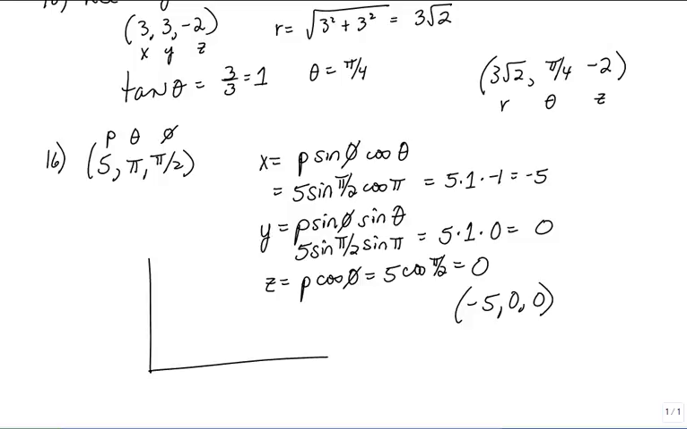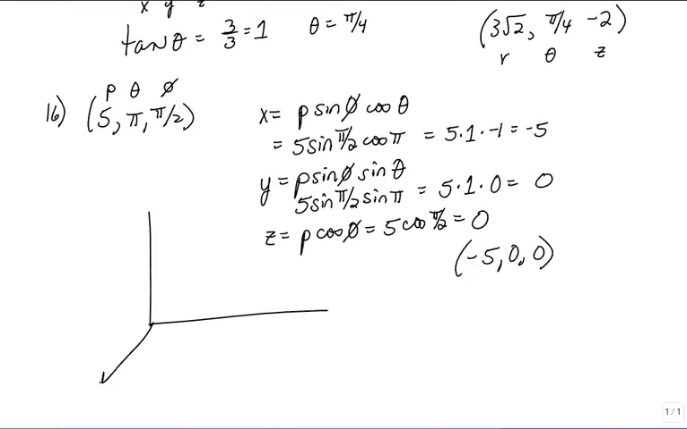And let's check that with a sketch real quick. Okay, theta, I go back to pi. And then I go to pi over 2. And then I go to 5. And that is negative 5, 0, 0.